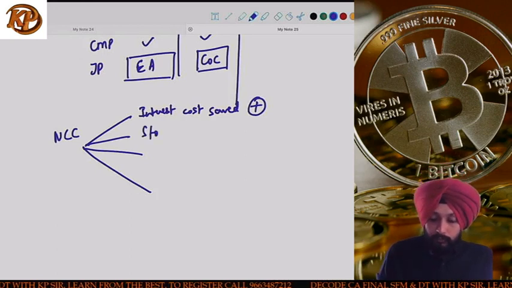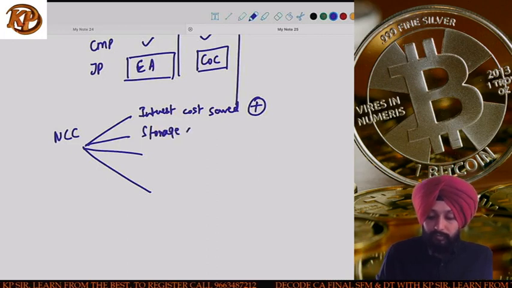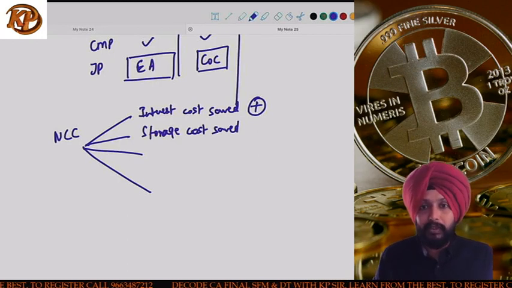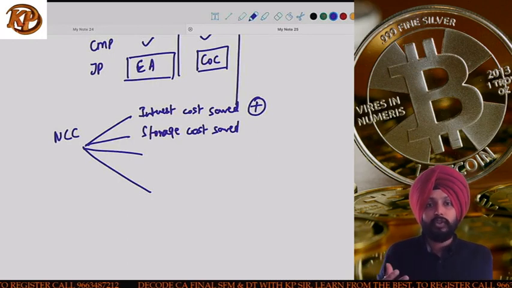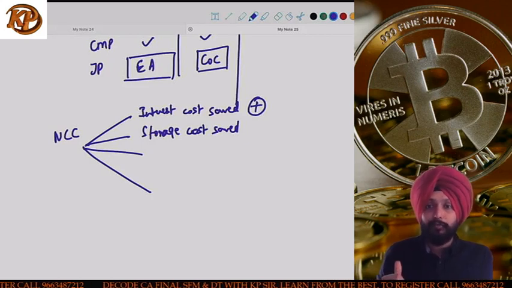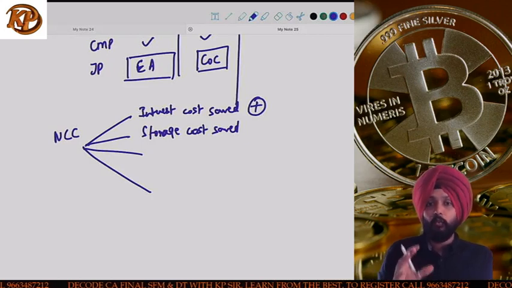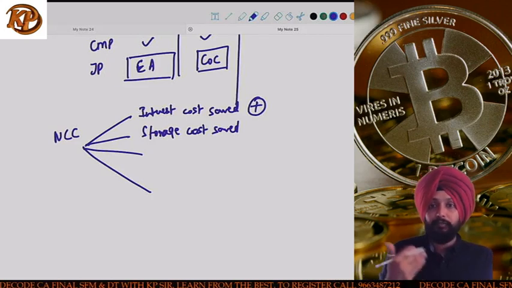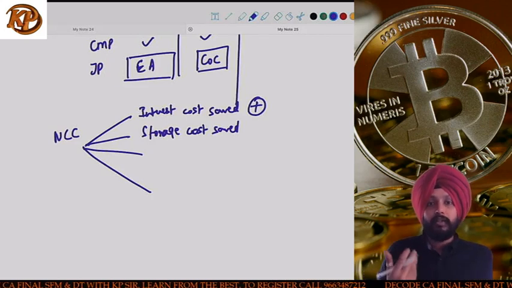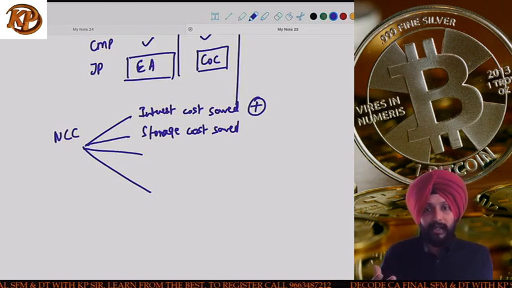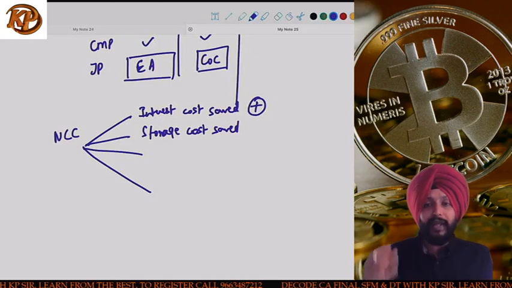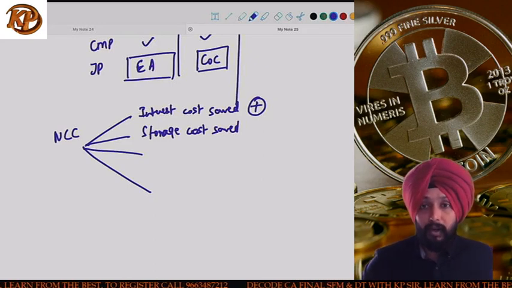Second was the storage cost saved. If you remember this, the storage cost saved is not applicable in case of equity, but it is applicable in case of commodities. Storage cost will be saved because in case of futures, we do not get the delivery, we will only get a position. But in the cash market, it's not like that. If you buy something, you will get delivery. So it's applicable for commodities like crude oil, or gold, or copper, or any other commodity which is available in the market.